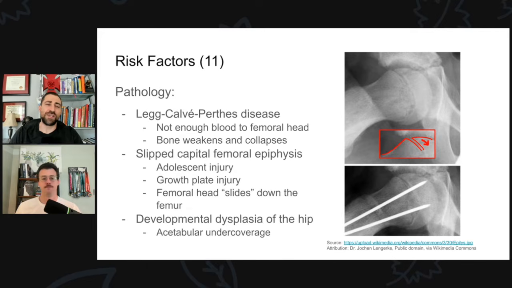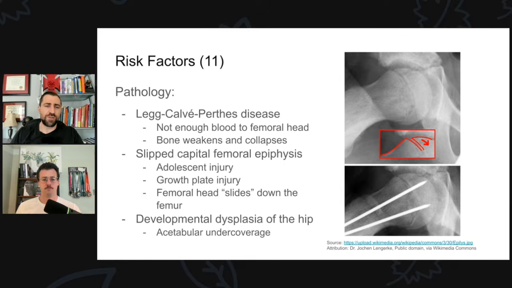And these are some of those things I learned in PT school and then kind of forgot about because I don't work in pediatrics anymore. But some of the big ones are Legg-Calvé-Perthes disease. Essentially, you're not getting enough blood to the femoral head, and then this bone weakens and collapses. Essentially, the femoral head doesn't look like a femoral head anymore. And that can lead to more FAI. You can also have a slipped capital femoral epiphysis, or a SCFE.